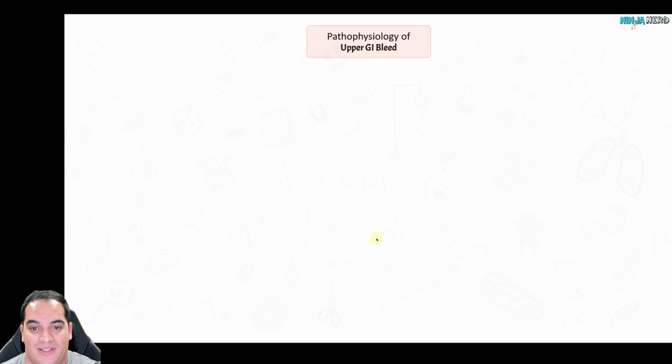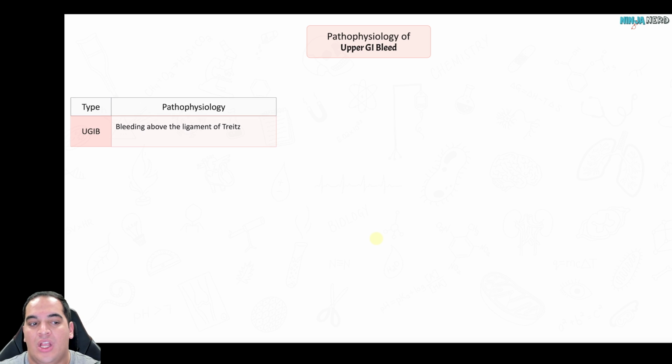Let's now talk about the upper GI bleed, which are, again, the bleeds above the ligament of Treitz. What we'll do is think about this pathophysiologically and anatomically. We said bleeding above the ligament of Treitz would be the esophagus, the stomach, and the duodenum. What if I focus first on the esophagus? The bleeding is originating in the esophagus, leaking into the lumen of the esophagus and moving its way down the GIT.